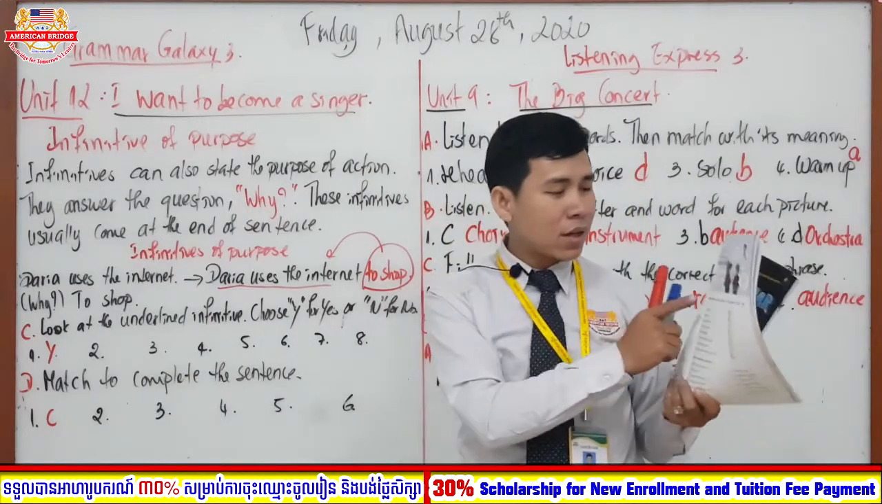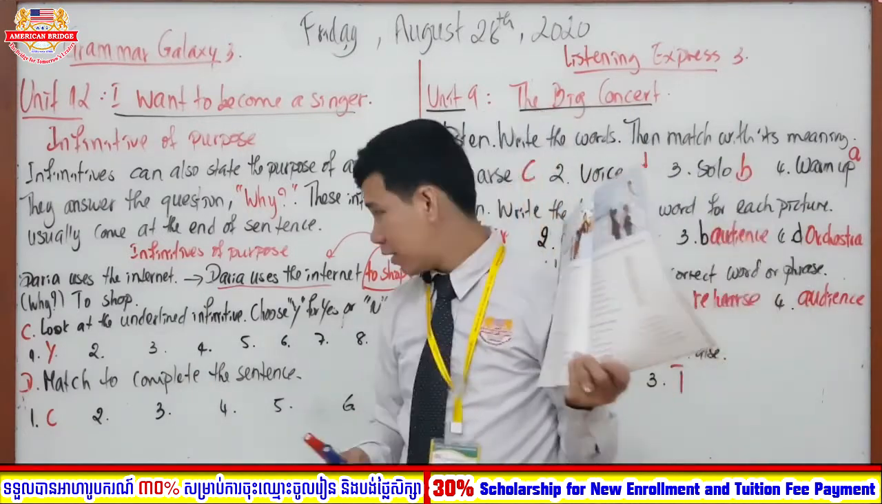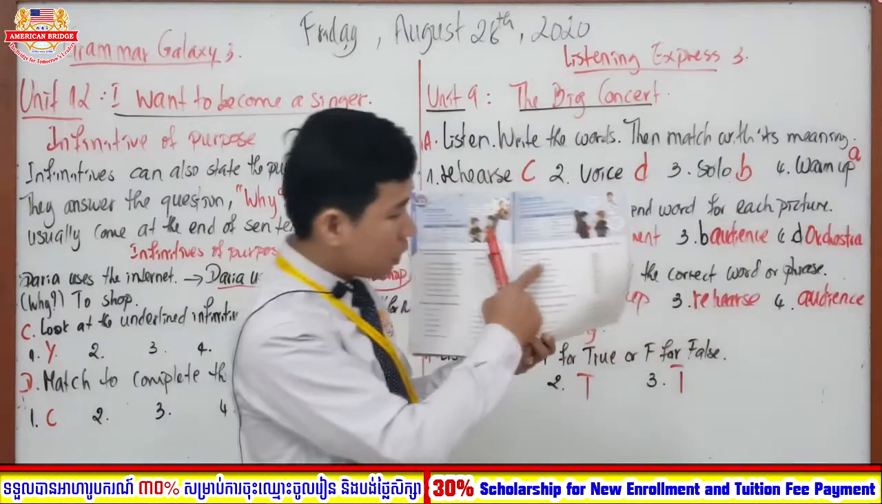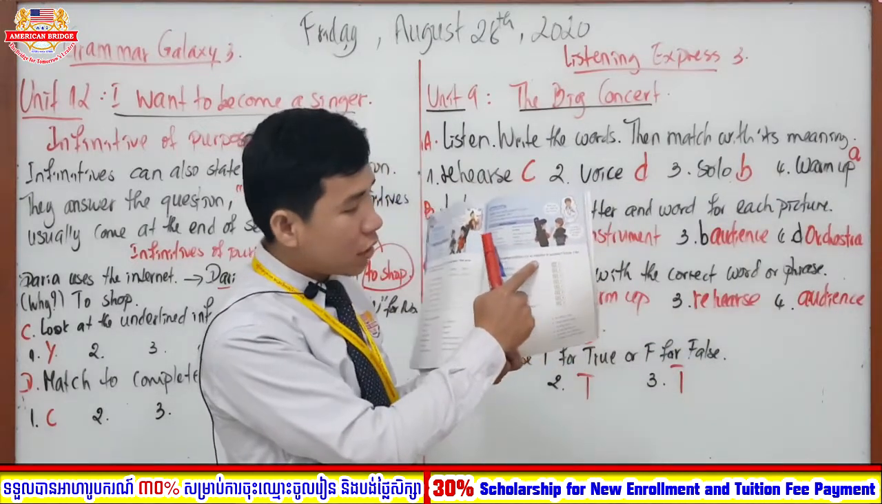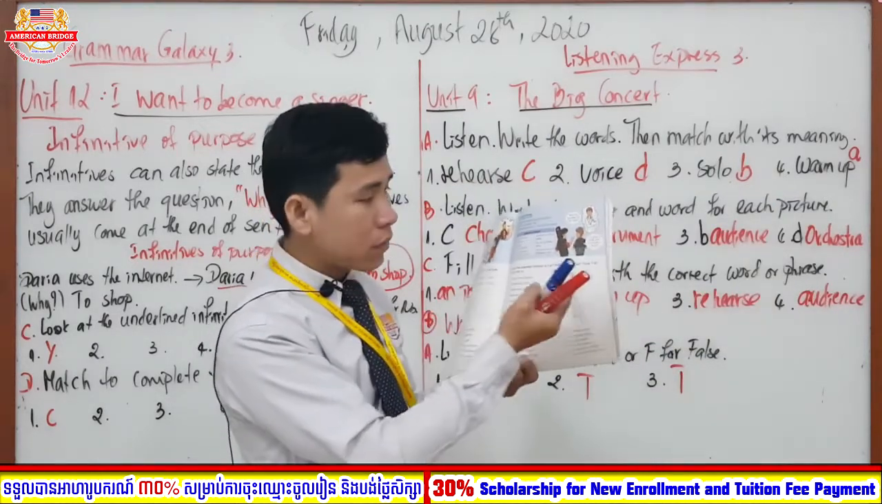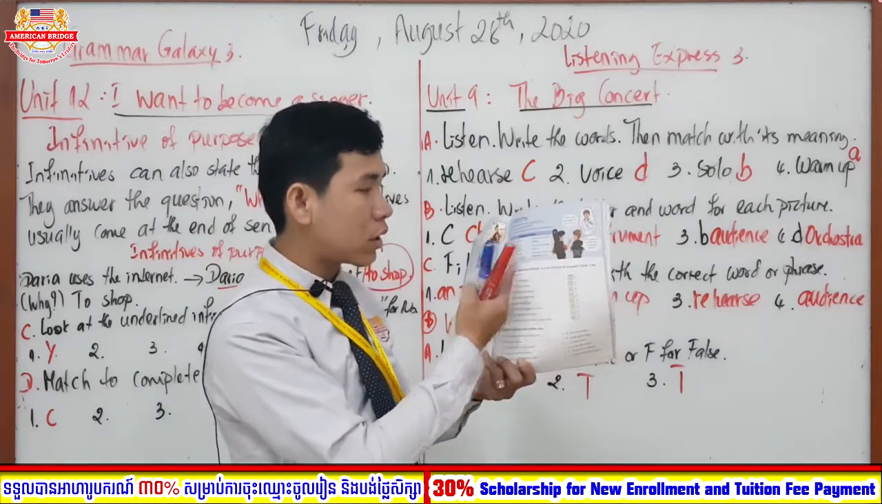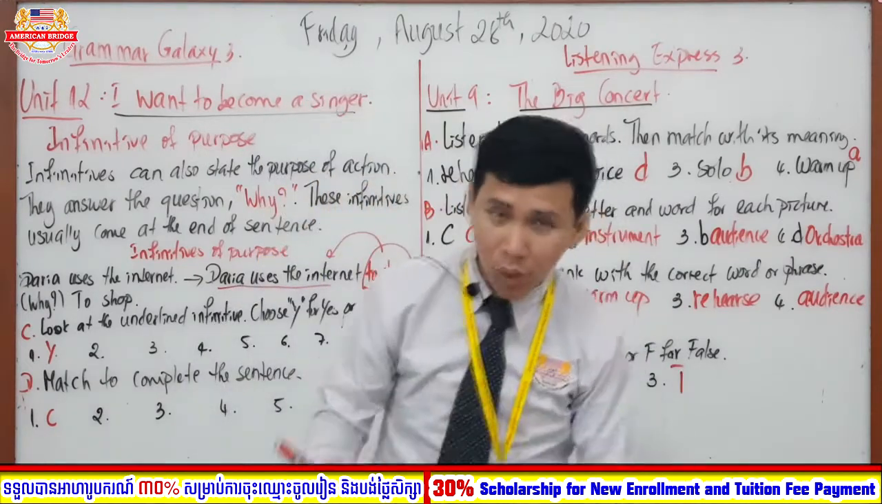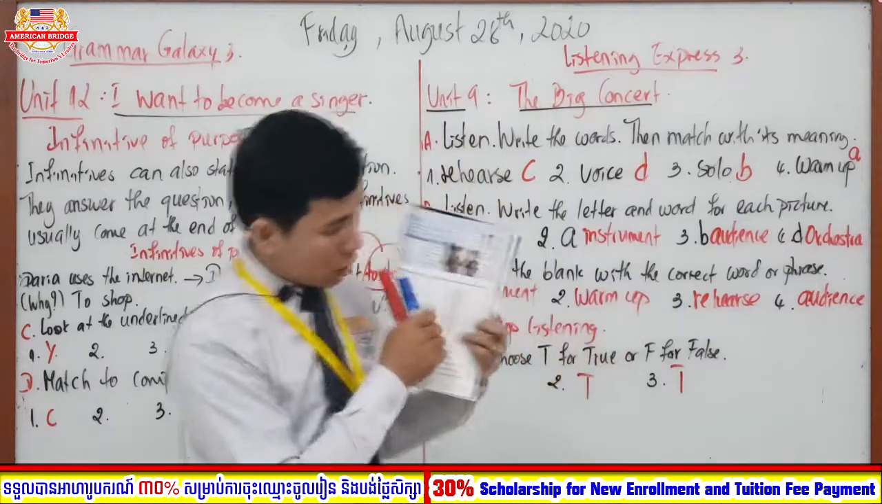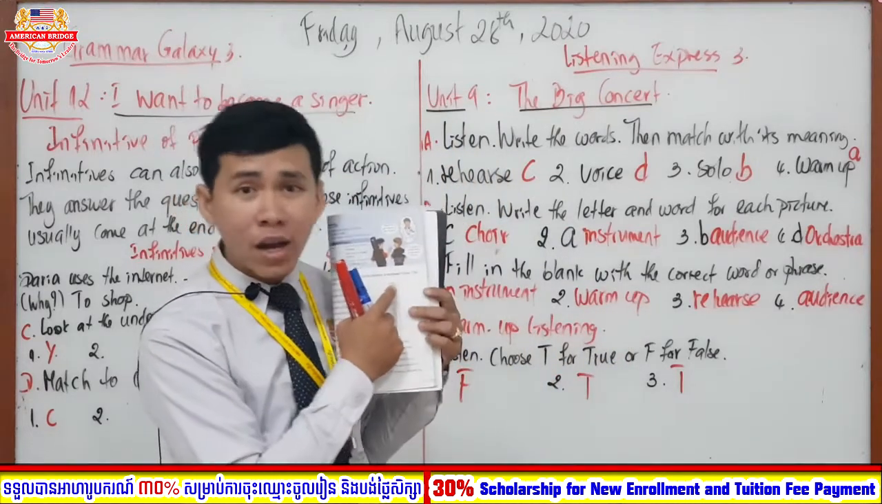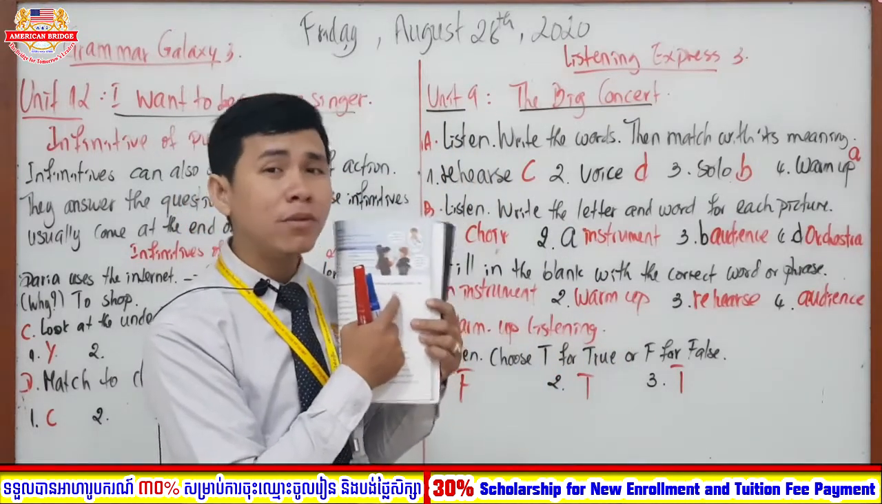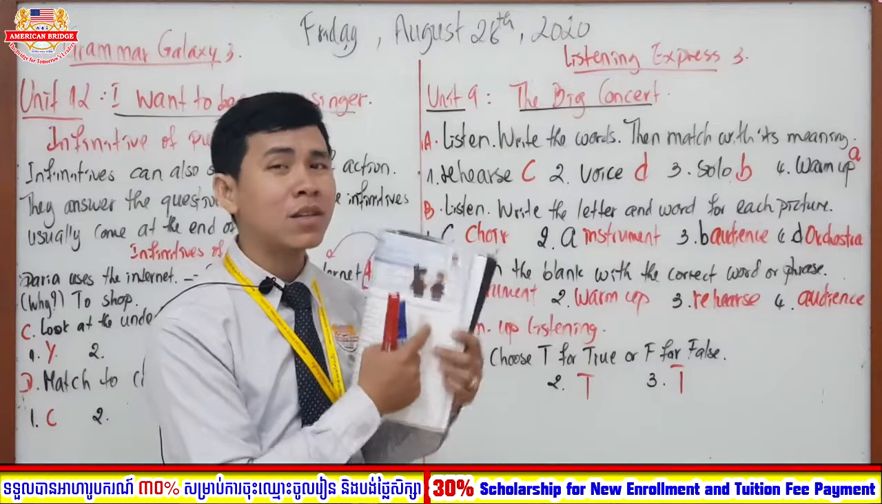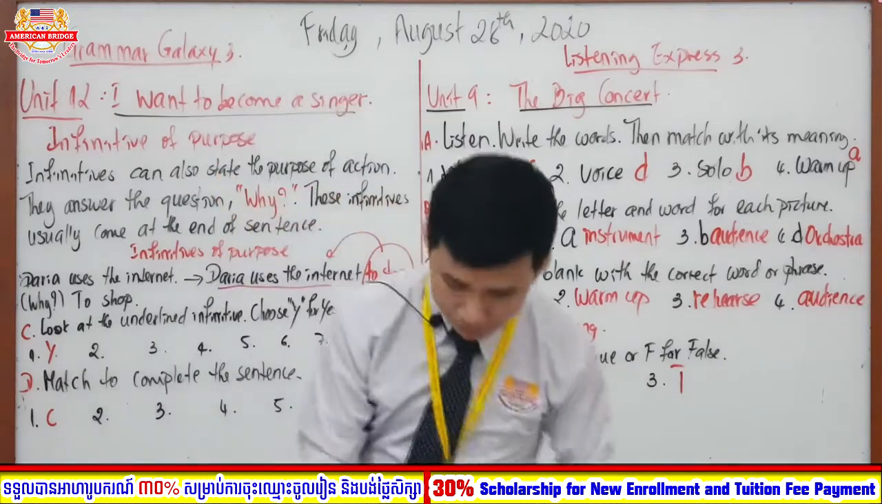So the instruction is to look at the underlined infinitives. So you can see the underlined infinitive here. Is it an infinitive of purpose? Circle Y for yes, or N for no. So you are seeing Y and letter N, right? Y is representative of yes, and N is representative of no, okay, right.